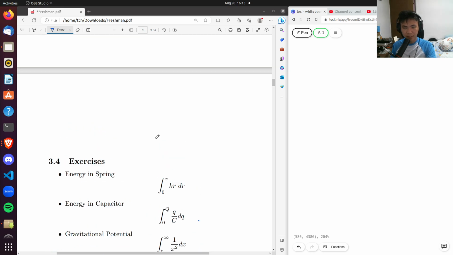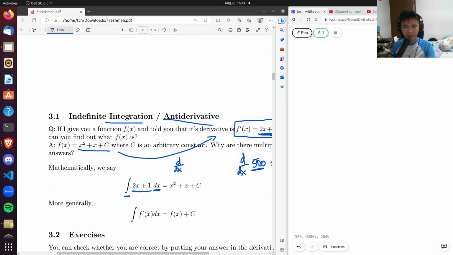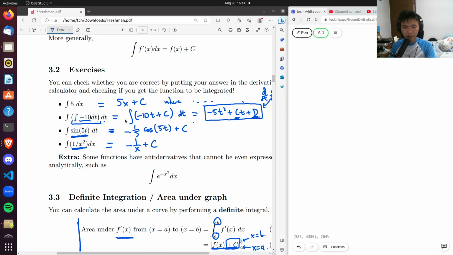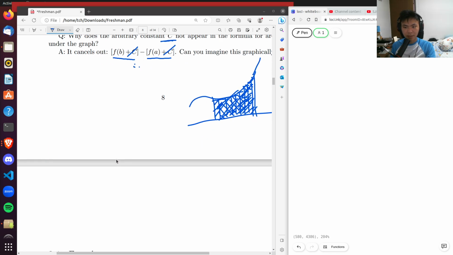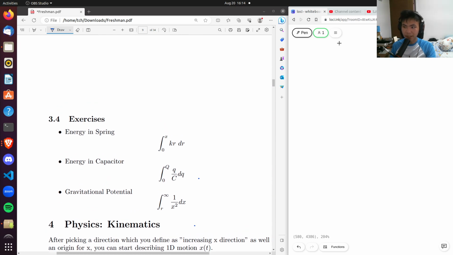Okay, so now that we've studied integration, specifically indefinite integrals and definite integrals, and we understood the geometric intuition for what they are, let's talk a bit about some physical applications.